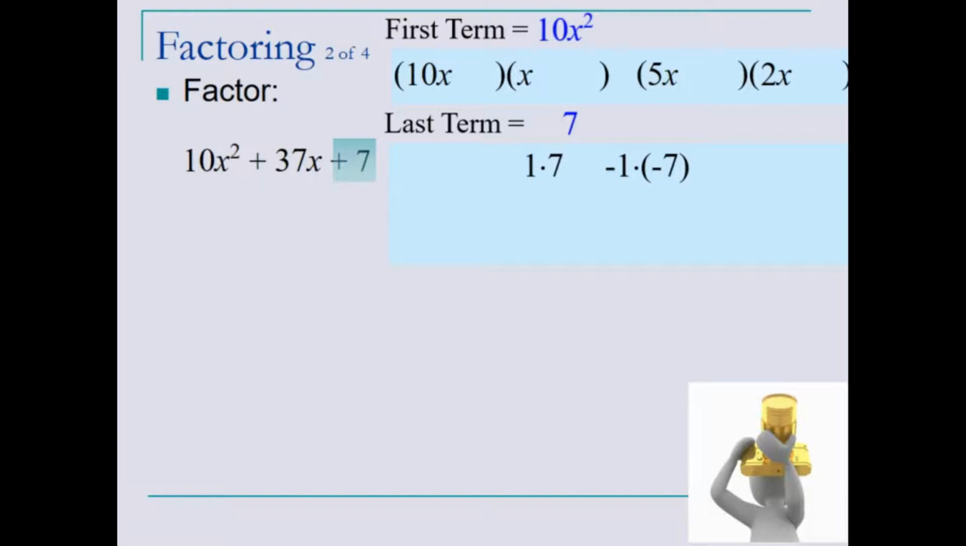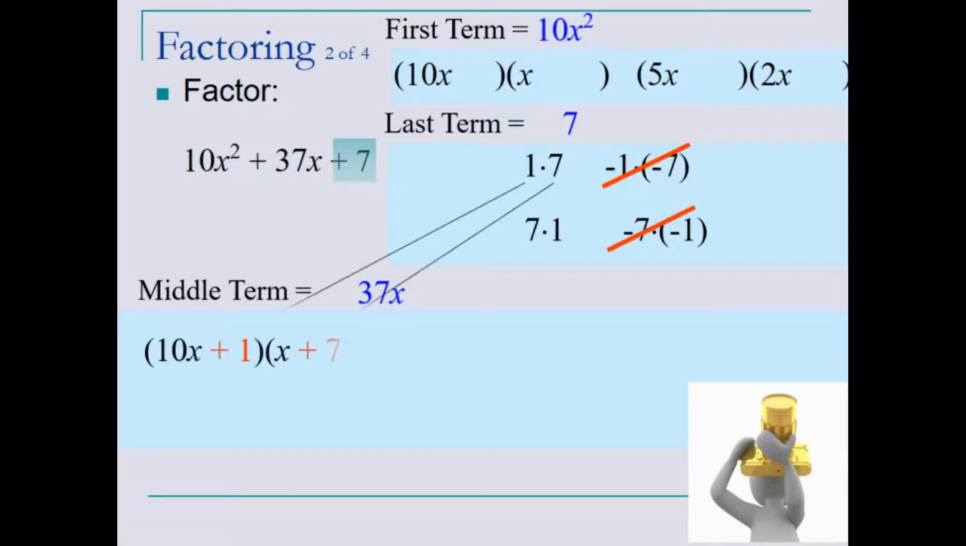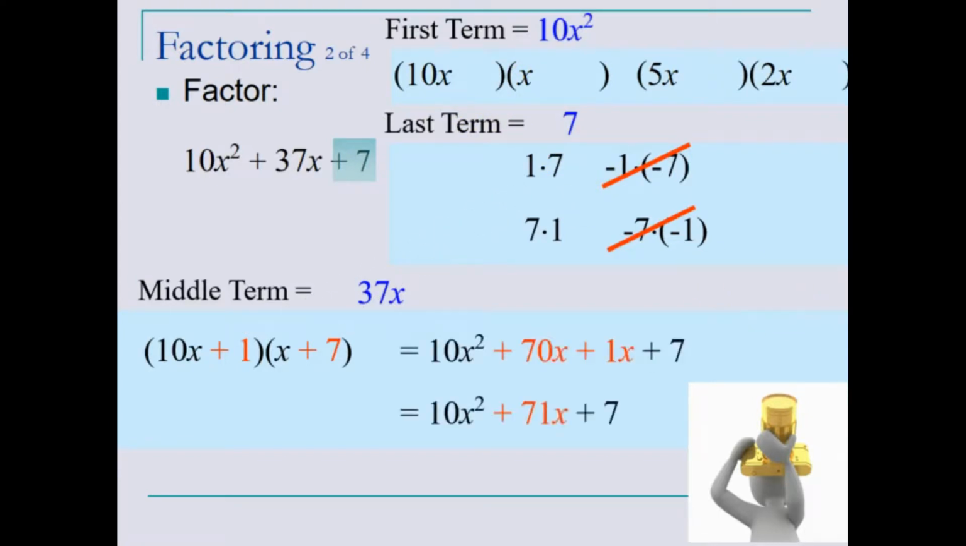Because all the coefficients in this trinomial are positive, we can eliminate the negative factors that we have here. Our mission is to pick the pair that results in a middle term of 37x. We'll start with one of the first term options of 10x and x and try the factor pair of 1 and 7, multiplying, simplifying, and looking for the desired middle term. So this pair does not work.